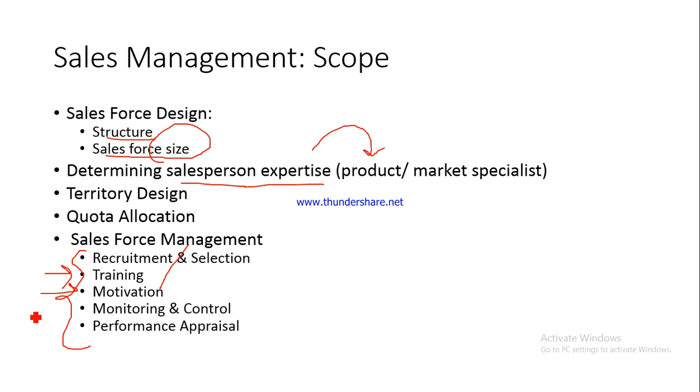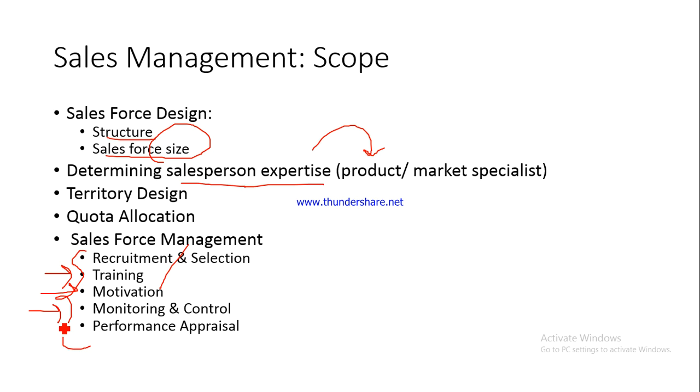Then how do you monitor and control them? Naturally, you have recruited and selected the sales force. Now you have to monitor the performance also, because if they are not able to achieve their quota, their target, the company will also not be able to achieve its target, and the company might have to incur loss. So we have to monitor the performance of the salespeople. How do you control their performance? How do you control what activities they do?